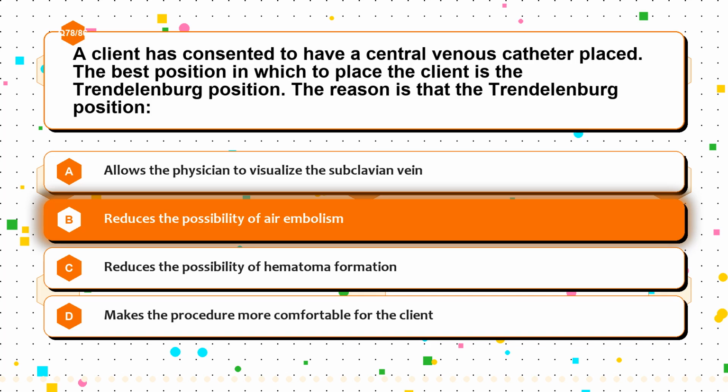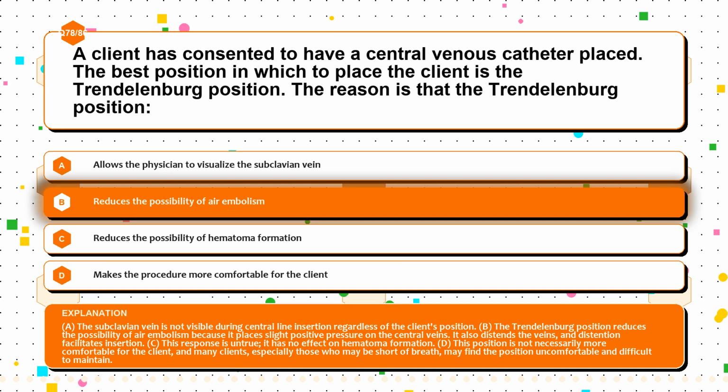The correct answer is option B. Reduces the possibility of air embolism. A. The subclavian vein is not visible during central line insertion regardless of the client's position. B. The Trendelenburg position reduces the possibility of air embolism because it places slight positive pressure on the central veins. It also distends the veins, and distension facilitates insertion.